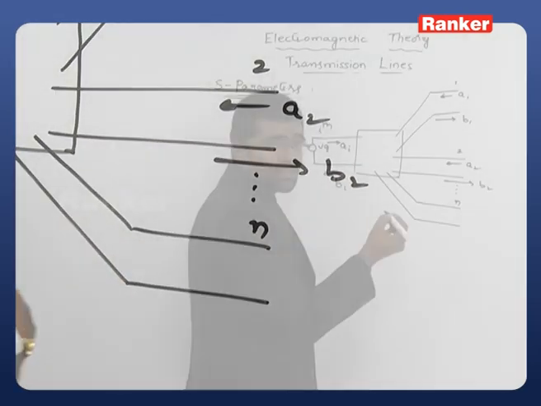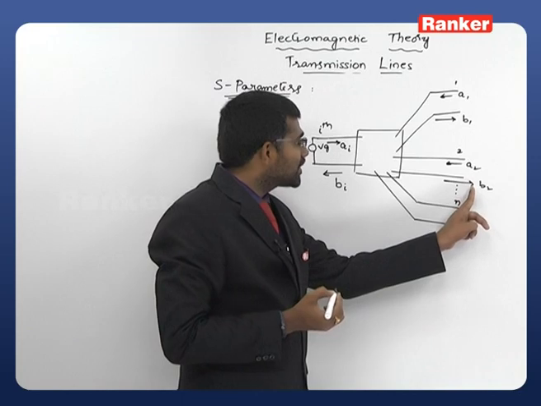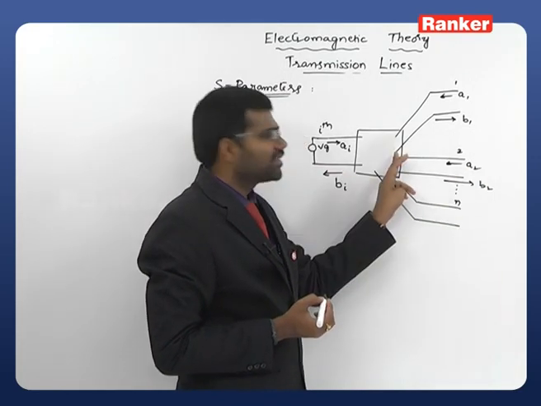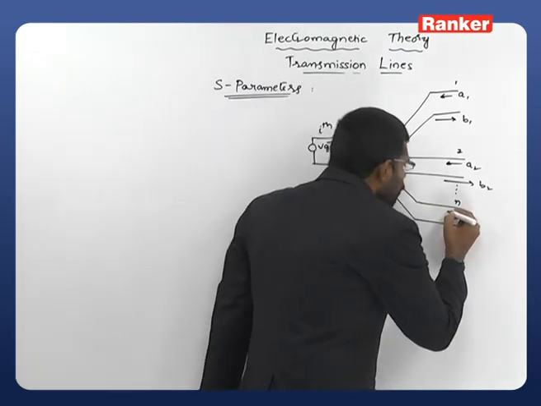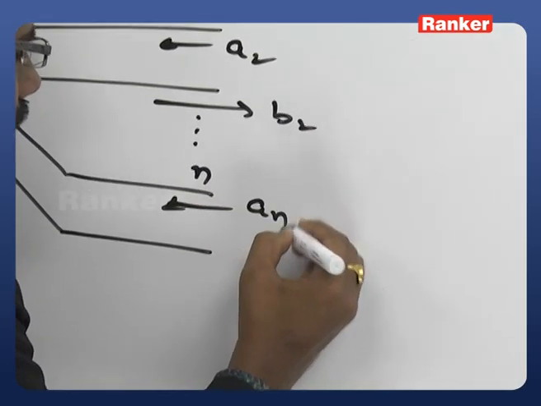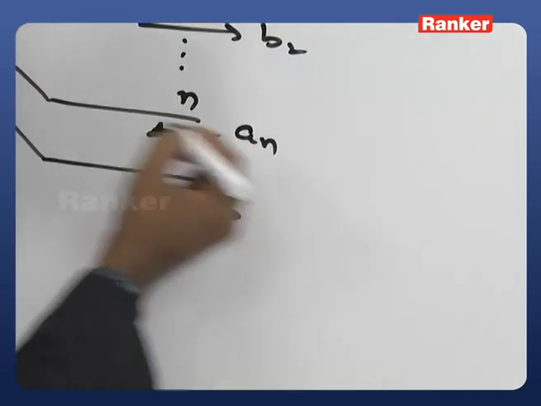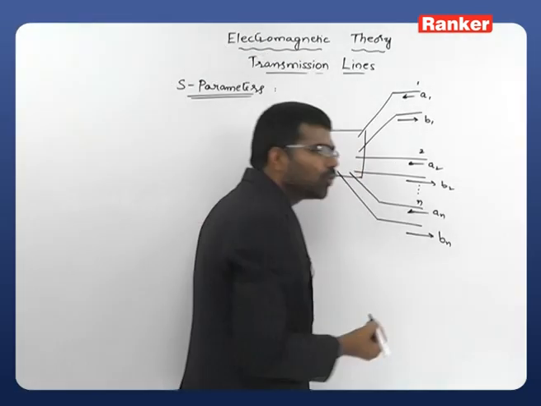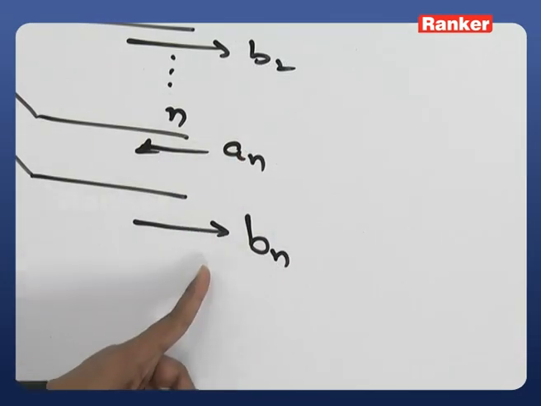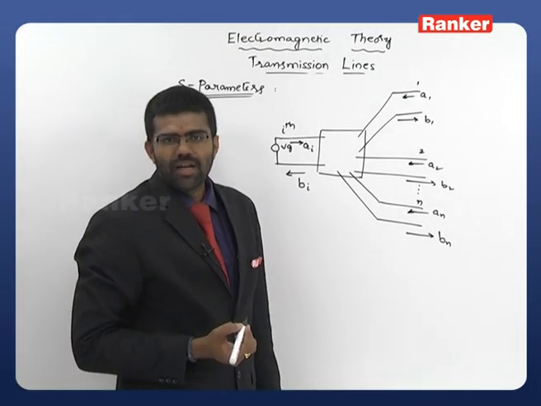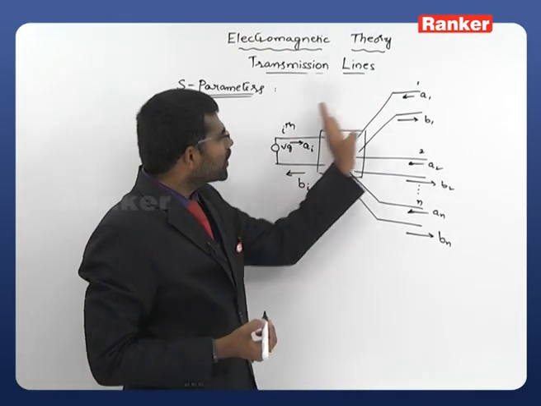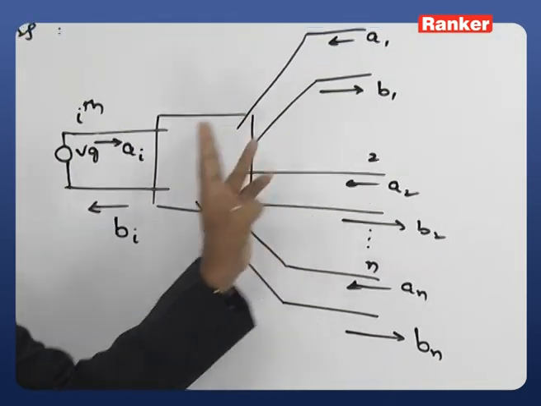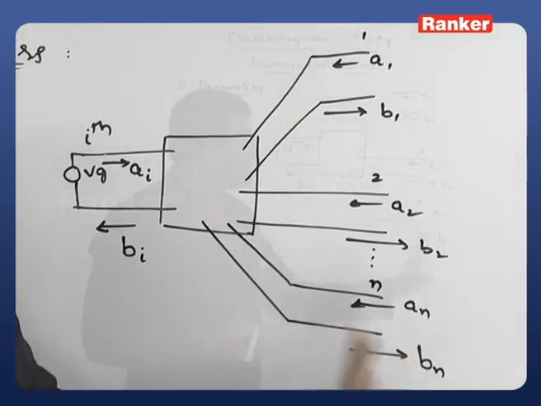Clearly remember the directions also. Here, this is scattered, it is moving away from the port, and this one is moving towards the port. Similarly for the nth port, An is the input applied to the nth port, and Bn is the scattered wave observed at the nth port. Like this, we have different input waves and output waves observed at the ith port up to the nth port.